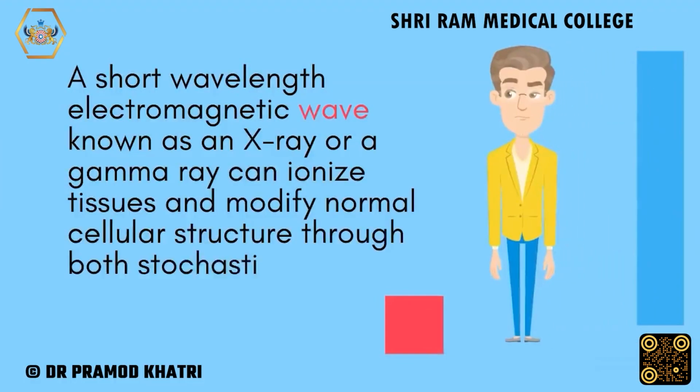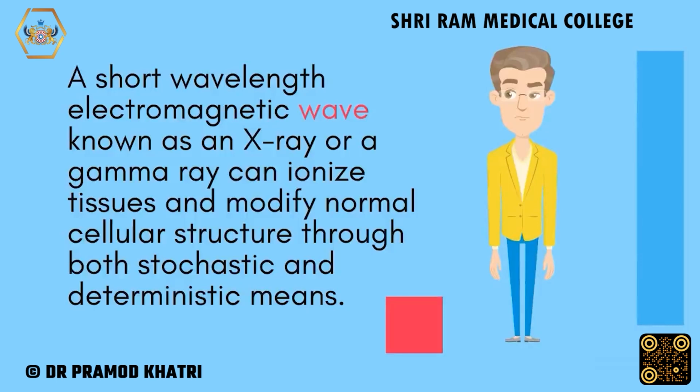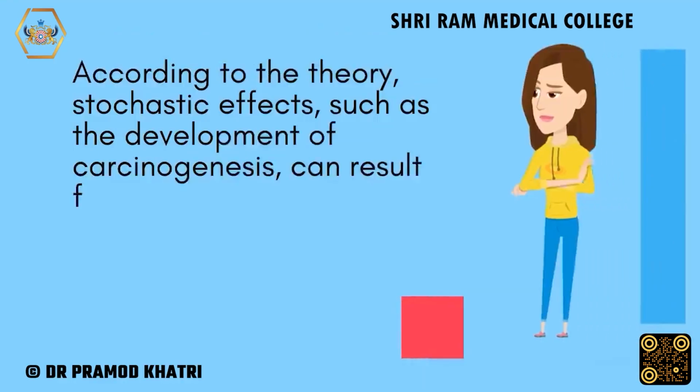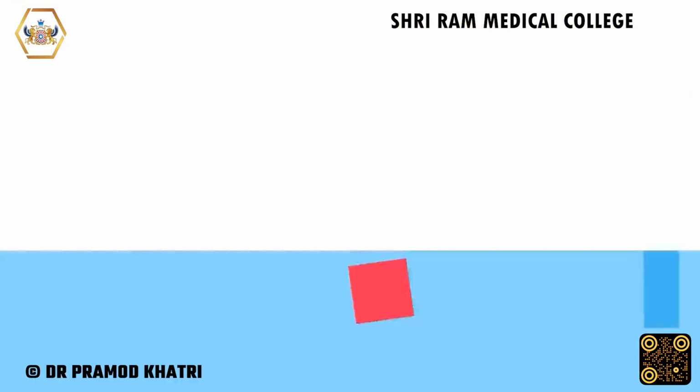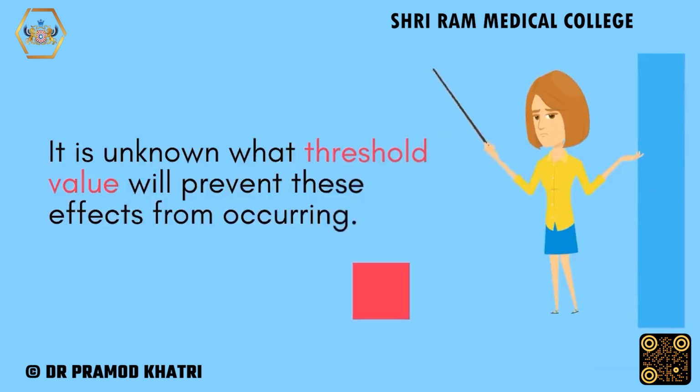A short-wavelength electromagnetic wave known as an X-ray or a gamma ray can ionize tissues and modify normal cellular structure through both stochastic and deterministic means. According to the theory, stochastic effects, such as the development of carcinogenesis, can result from cellular damage resulting from germline mutation at any radiation dose. It is unknown what threshold value will prevent these effects from occurring.